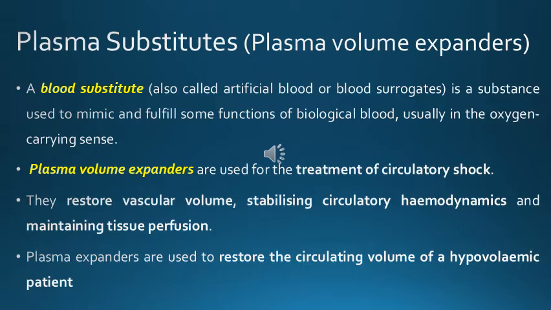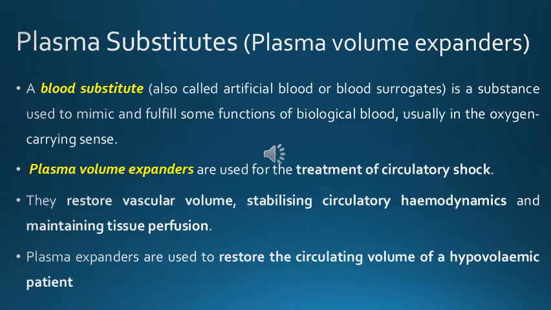Now, before that, we'll just define or revise what is plasma. So, blood plasma is a yellowish liquid component of blood that holds the blood cells in the whole blood in the suspension. So, it is the liquid part of the blood that carries cell and proteins throughout the body. So, it contributes to about 55% of the total blood volume.